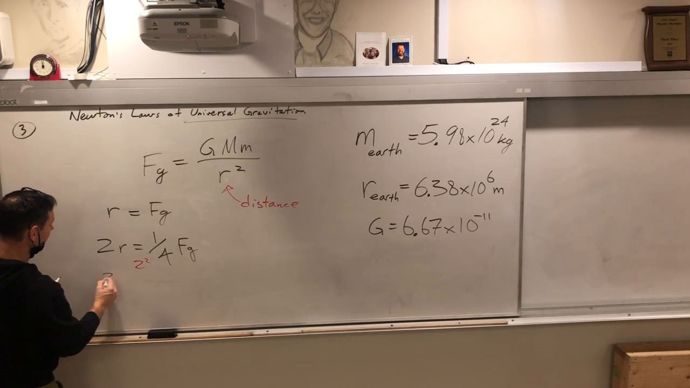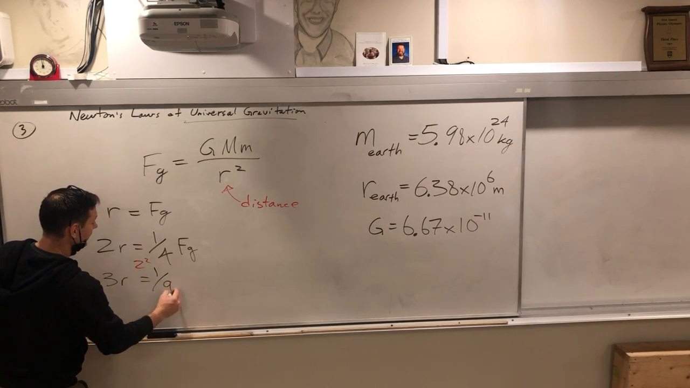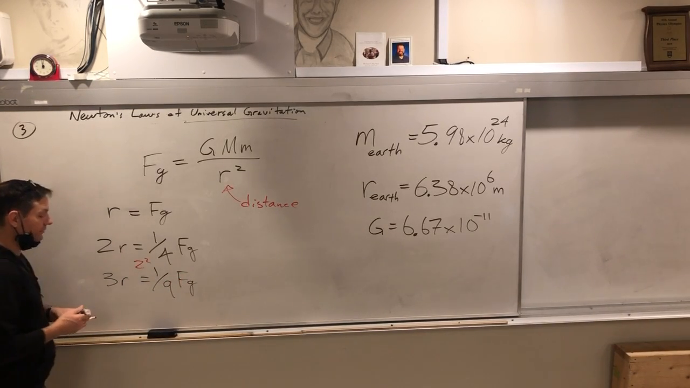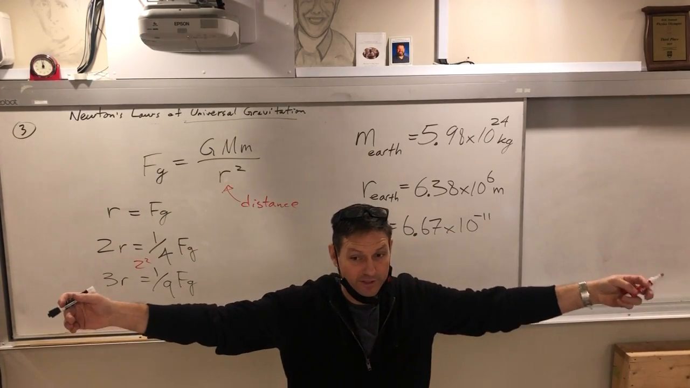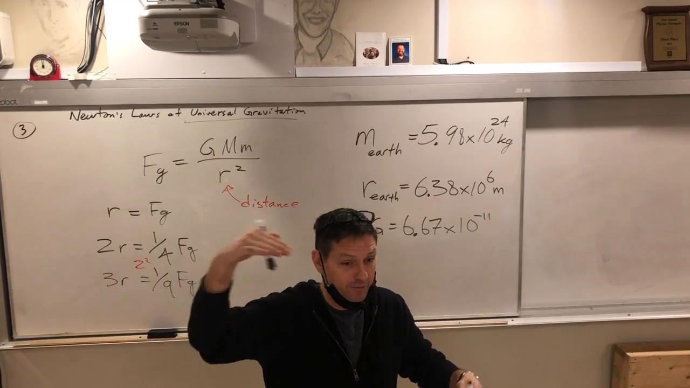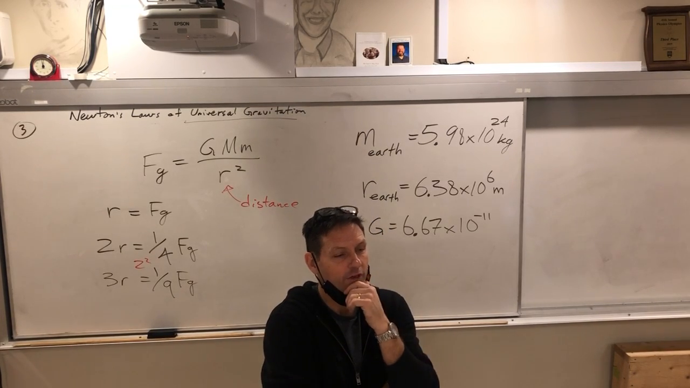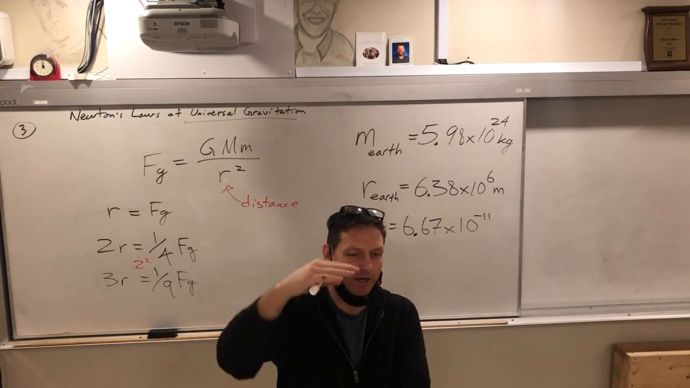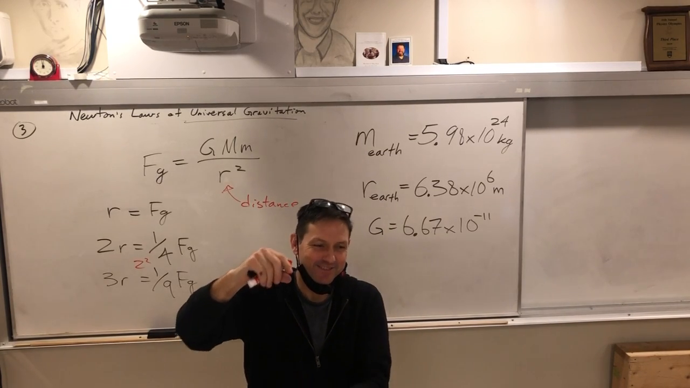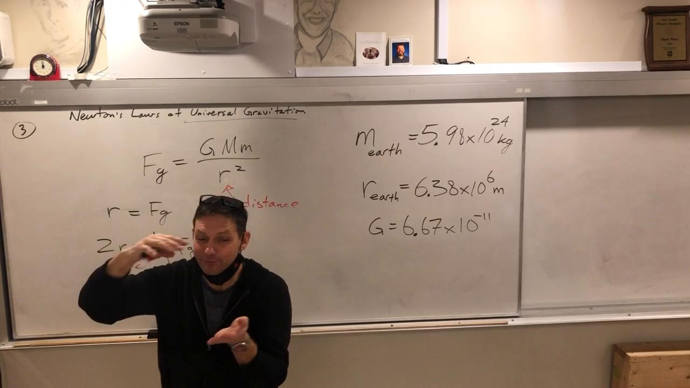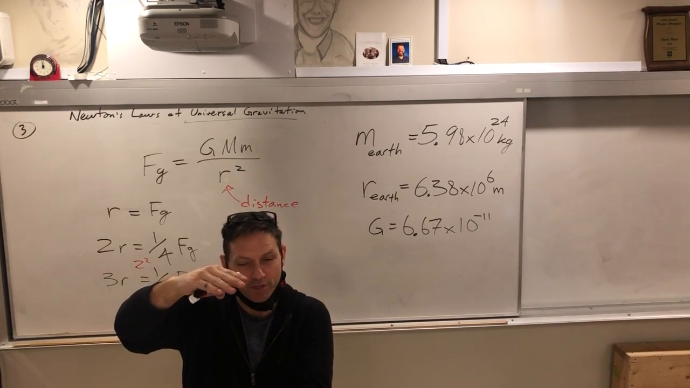If we have 3R, what's that going to equal? 1/9 of the force of gravity. What if I go 4 times the distance? 1/16. You see where this is going, right? It drops really fast. What if I moved you right now, how far are you from the center of the Earth? A fair amount. 6.38 times 10 to the 6, the radius of the Earth. That's the distance we are from the Earth's center, yes?